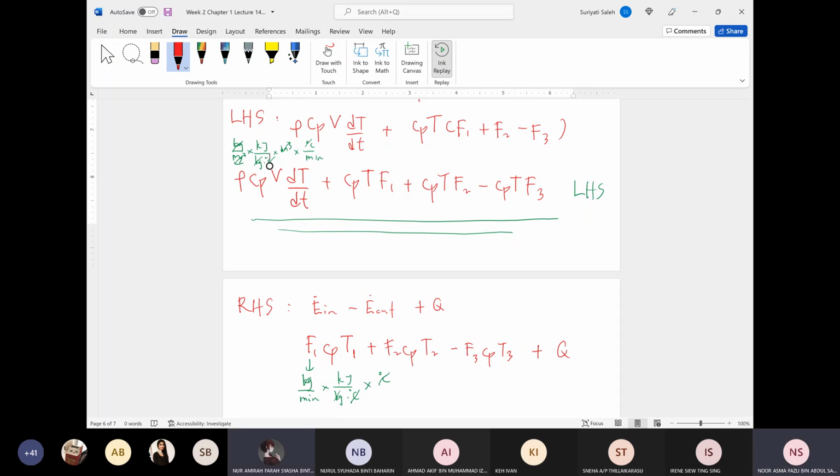Doktor, Ya. yang CP dekat F1, F2 dan F3, CP dia tak label CP1, CP2, CP3 ke doktor?